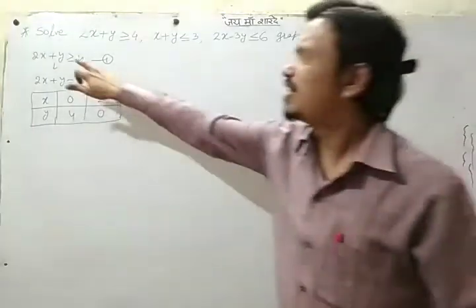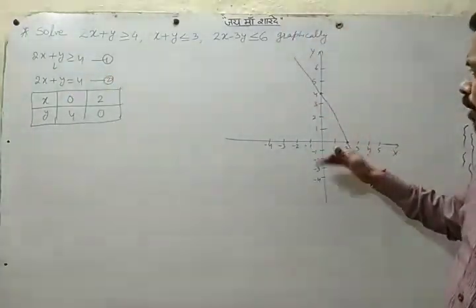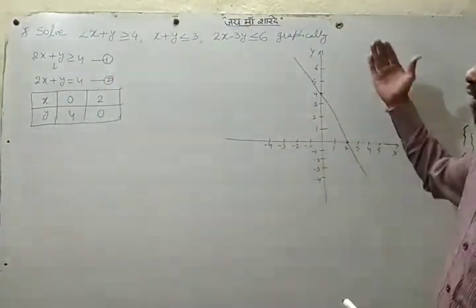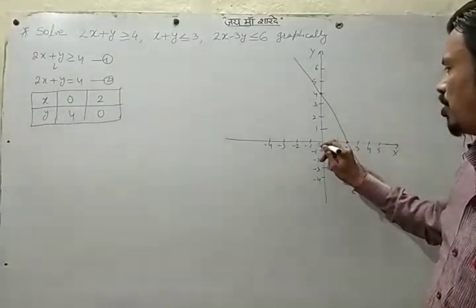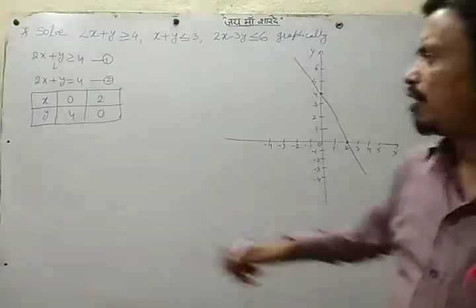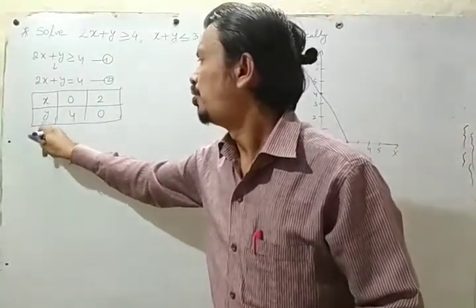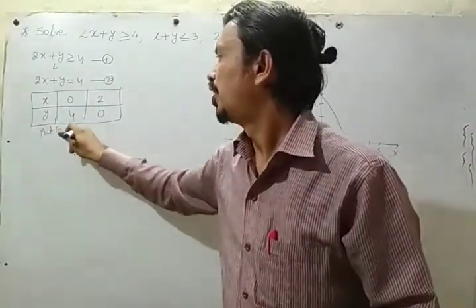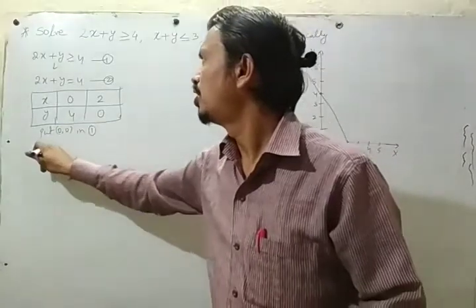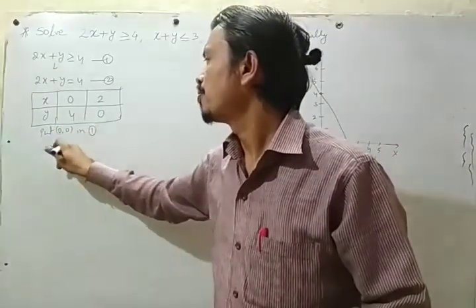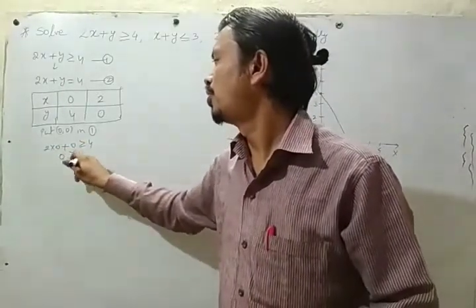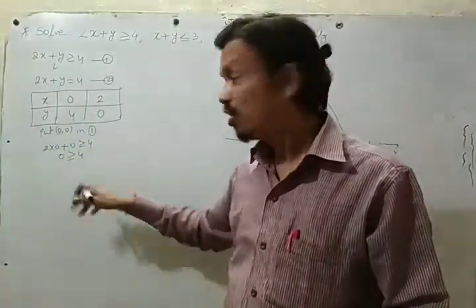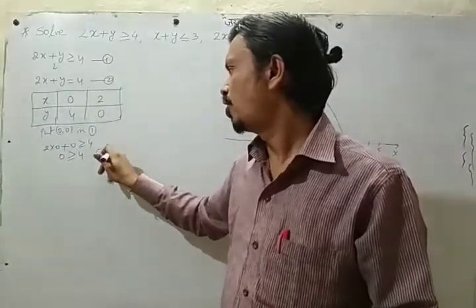Now we need to find the region. We can take one point either from this plane or from this plane. The simple way is to take the origin (0, 0). When you put 0, 0 in the first inequation, what do we get? 2 into 0 plus 0 is more than or equal to 4, so 0 is more than 4. True? No, false. So it is false.